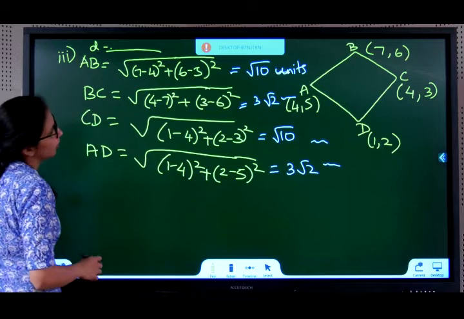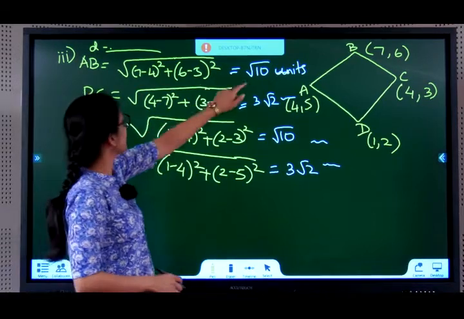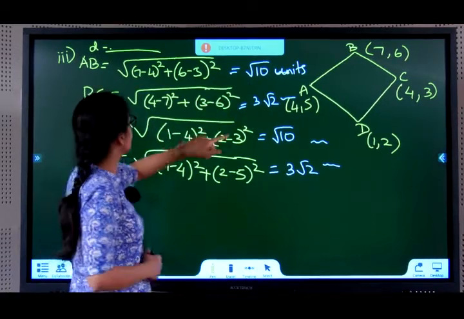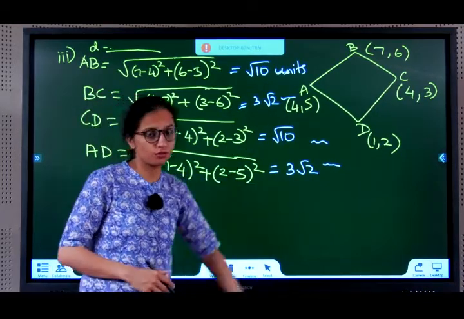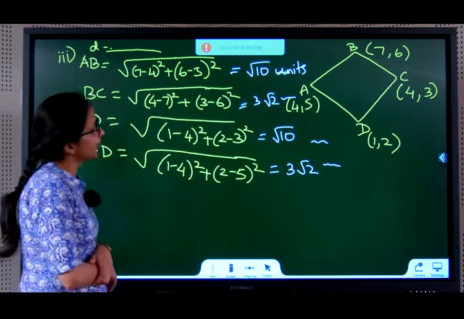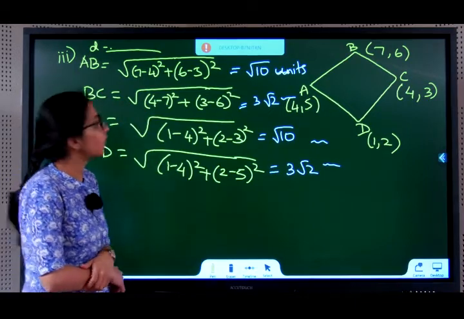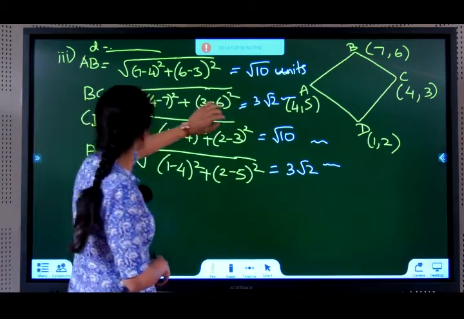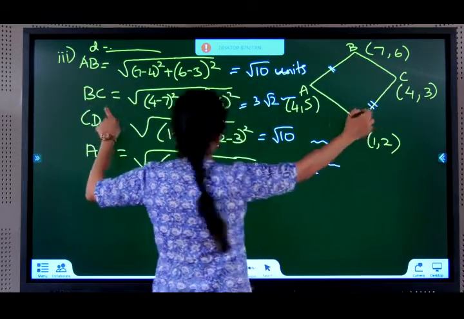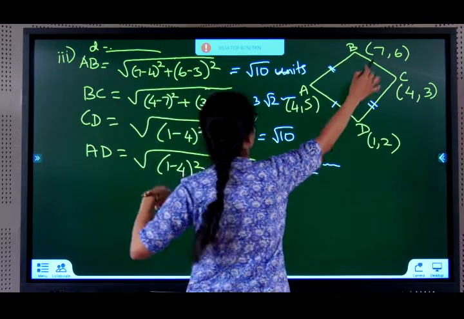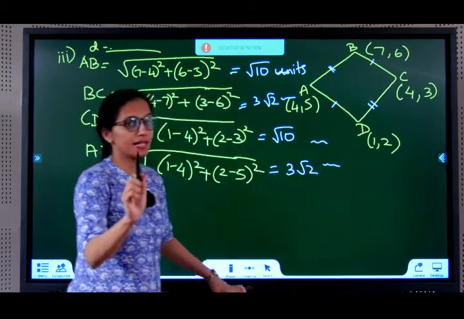So you can see here AB is root 10, BC is 3 root 2, CD is root 10, AD is 3 root 2. Please write units. Okay, so are all the sides equal? No, but you can see opposite sides are equal. AB is equal to CD and BC is equal to AD. That means opposite sides are equal.